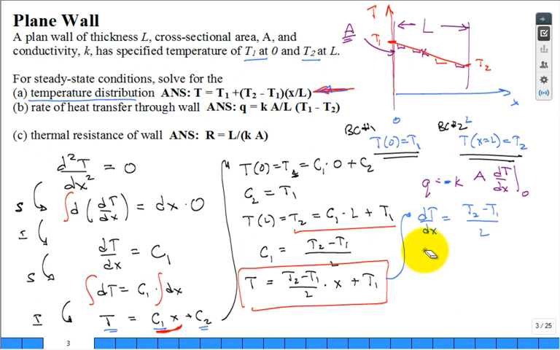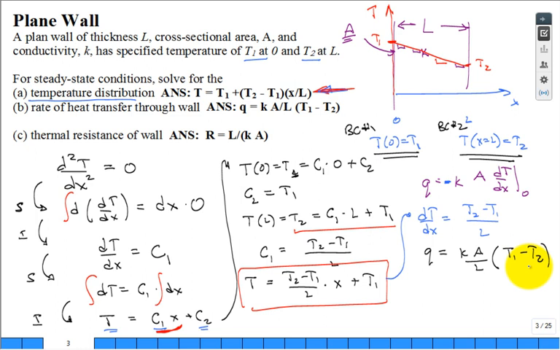So now when we substitute in for Q, Q is equal to, I'm going to take that negative sign and switch the T2 minus T1, and then I'm going to put the k, the A, the L, and I'm going to put the T1 minus T2. Why did I want to put T1 minus T2? Because I don't like negative entities. I have too many negatives floating around as an engineer. I like to work with positive things.